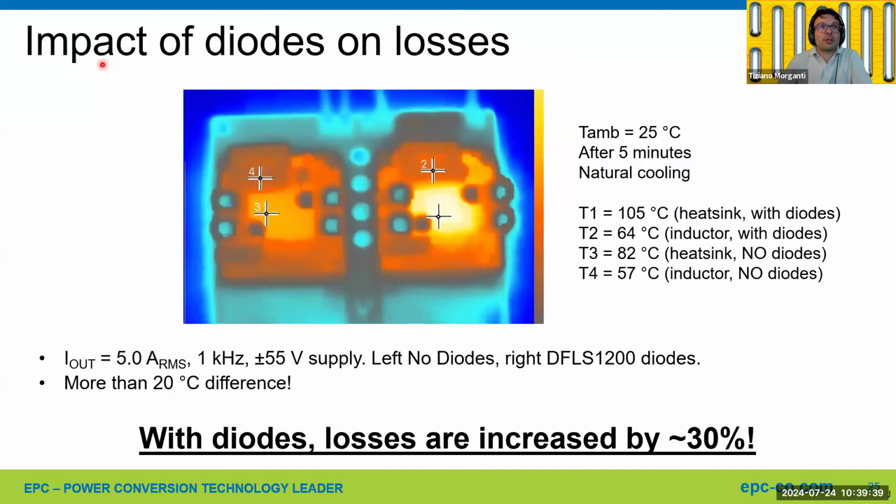Then what is the impact of the diodes on losses? We removed the diodes from one of the power stages and ran at the same current: 5 amps output, 1 kilohertz, plus minus 55 supply. We ran them for 5 minutes with no ventilation and heatsink mounted. You can see the difference. The power stage with the diodes ran pretty hot: the heatsink was at 105 degrees and the inductor at 64. Compared to the power stage without the diodes, you can see 82 degrees on the heatsink and 57 on the inductor. That's more than 20 degrees difference, which means adding diodes increases the losses by about 30%. So we don't really want the diodes to be there.